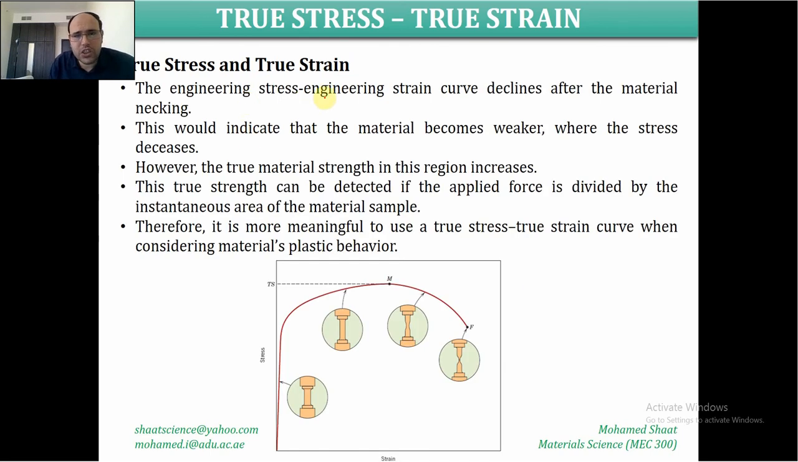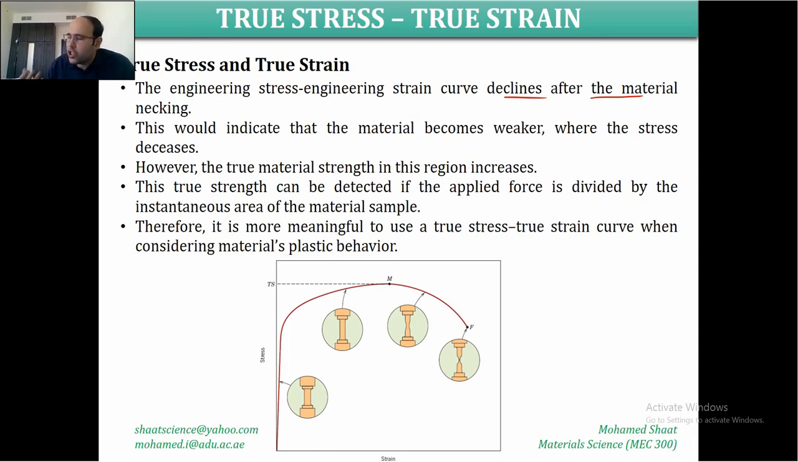So the engineering stress strain curve declines after the material necking. So after the necking point, it goes down. It gives a wrong indication of the exact behavior of the material. Why? Because if I read this curve in that way, beyond the necking, I'm going to say that the material becomes weak and it gets ready to fracture, as I mentioned before, right? But this is not an accurate representation of what is actually happening in this material.